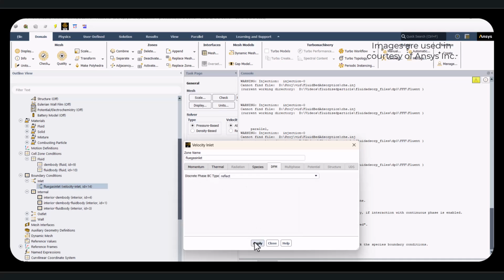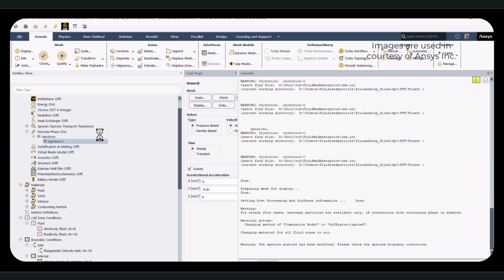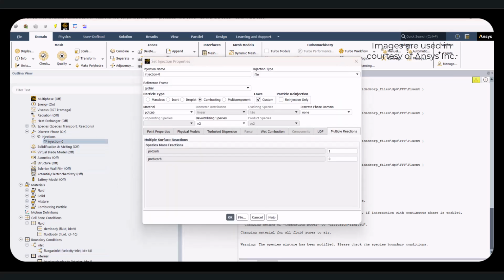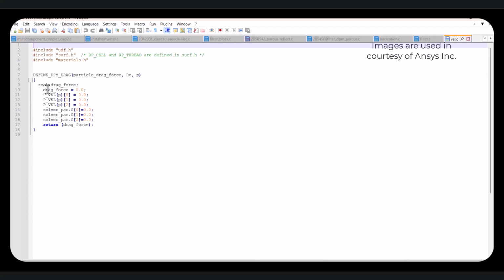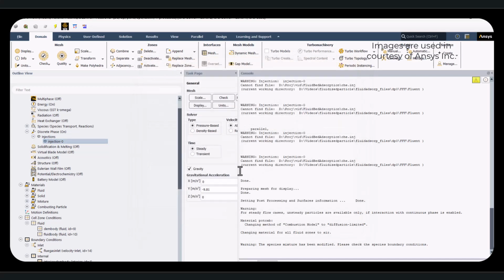So I am taking reflect as my boundary condition before, because if you don't take reflect as the boundary condition, then the particles will initially inject and may go out. But if you want it to not go out, I'll show you the UDF I have integrated. This is a UDF I have integrated, saying that drag force is zero, and I'm trying to return the drag force with respect to this macro DPM drag. So the drag force is zero, the particle cannot travel anywhere, and I'll hook this drag force. So I have just integrated this.